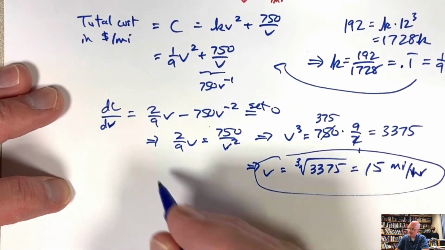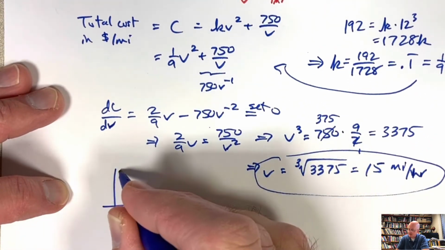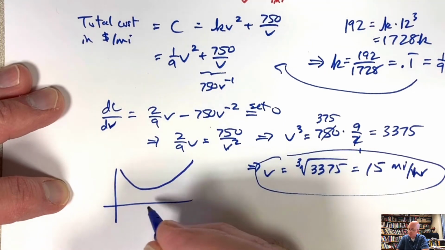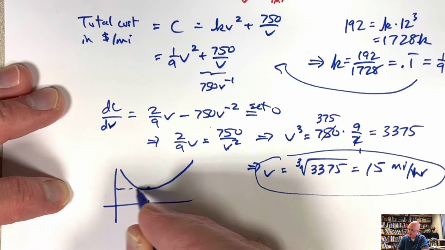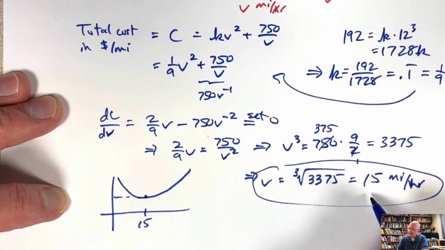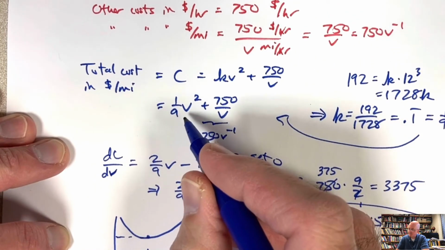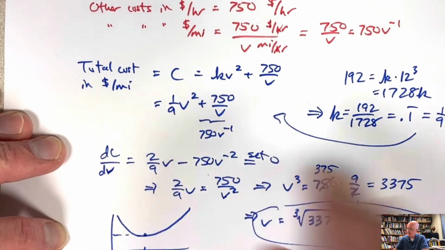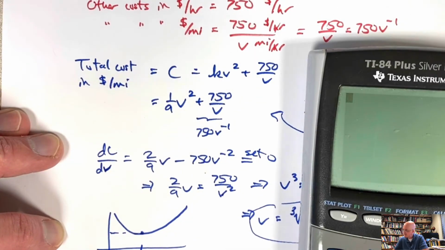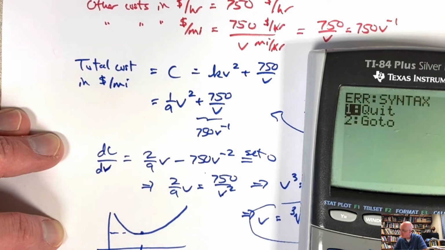If you graph C as a function of V, it's going to be something similar to things that we've seen before. This is going to be 15 here, and the minimum cost is whatever it is. Plug this number into this cost function. It's not too hard to do by hand. 15 squared is what, 225? 15 squared is 225.